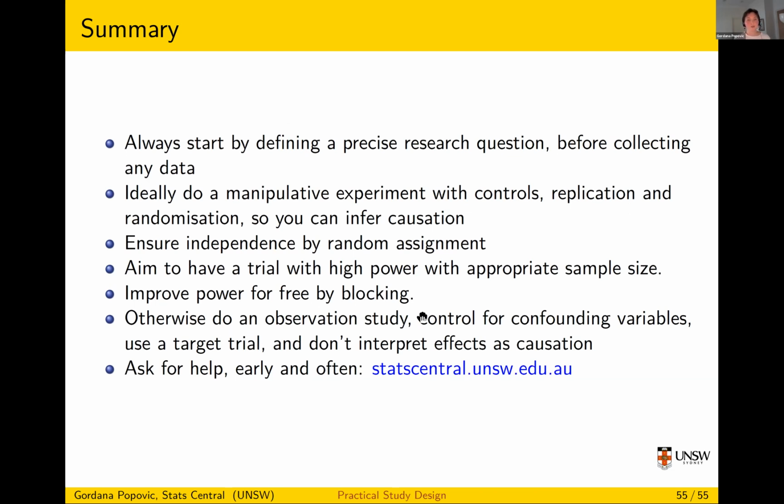Otherwise, you might have to do an observational study. If you do that, then you need to control for all your confounding variables. One way to set up an observational study is to use a target trial as well. And then don't interpret your effects as causation if you can. When you're doing your study design, ask for help early and often. We're here to help. All researchers and all research students at UNSW are entitled to study design advice from us for free, so we're very happy to do that for you.